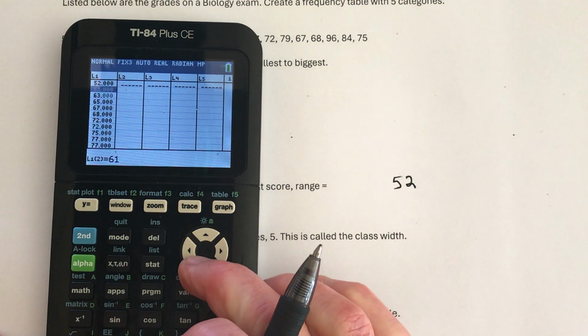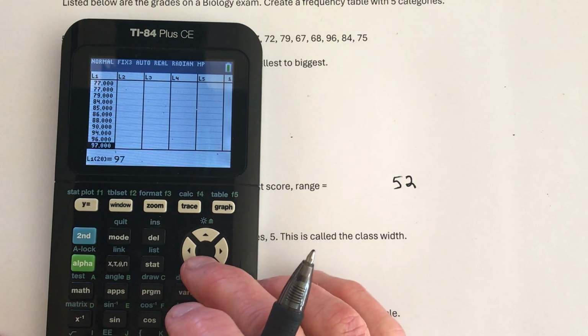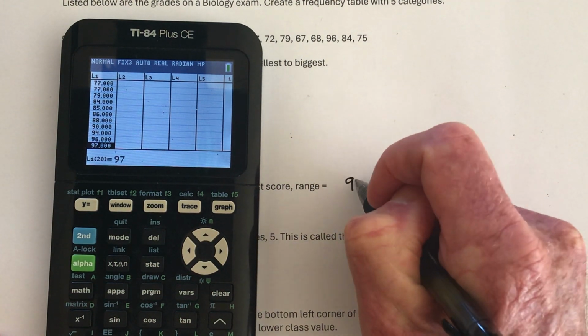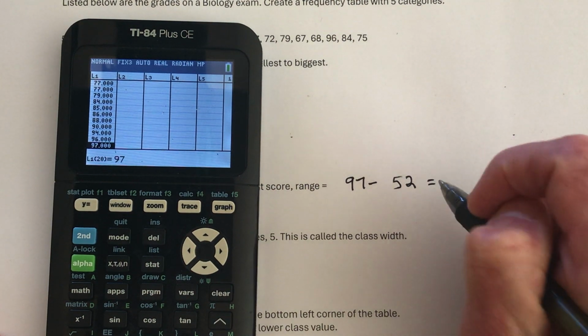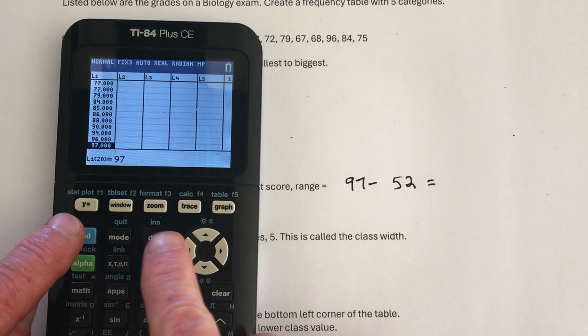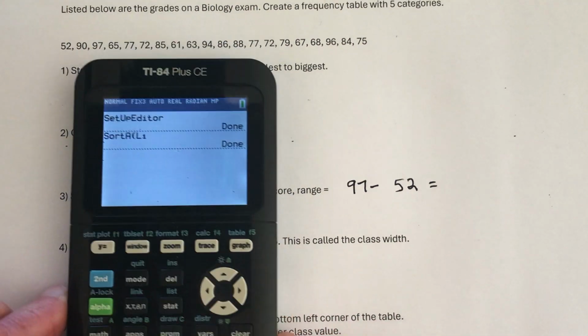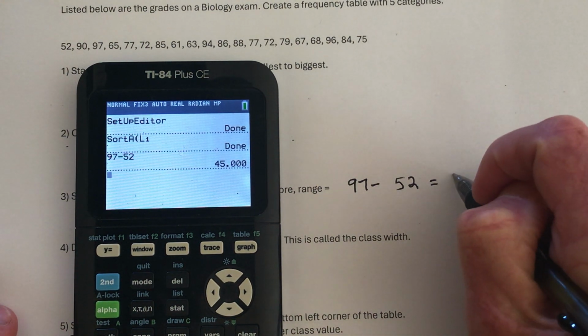And if you go to the bottom of the list, down to the 20th score, the biggest is 97. So subtract them, the big minus the small. So 97 minus 52. And to get out of the list, you can just put second quit. That takes you back to the home screen. And 97 minus 52 is 45.